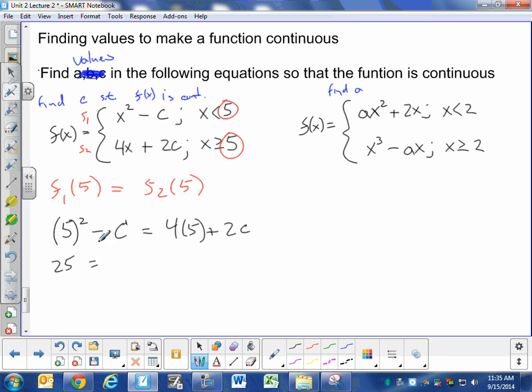25 minus c equals 20 plus 2c. Subtract 20, add a c. 5 is equal to 3c, divided by 3. c equals 5. Okay, do this one quickly.